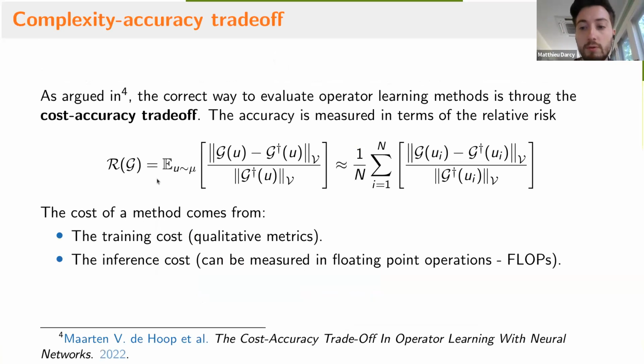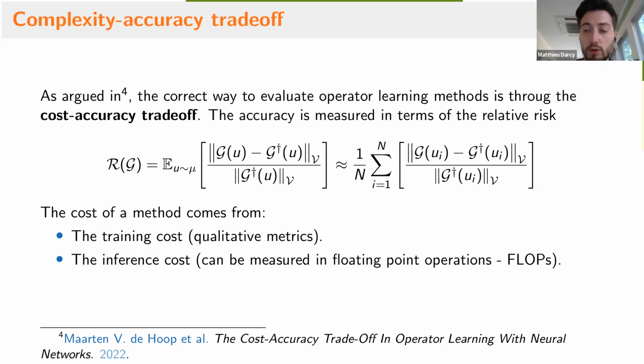Okay, so one of the things that's important to understand about data-driven operator learning is how do we measure the performance of different methods? And there's been this very nice paper called the cost accuracy trade-off in operator learning with neural networks, published in 2022. And what they argue is that the correct way to evaluate different methodologies is through the cost accuracy trade-off.